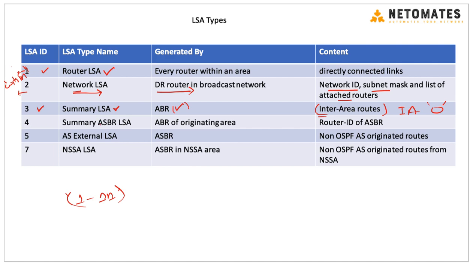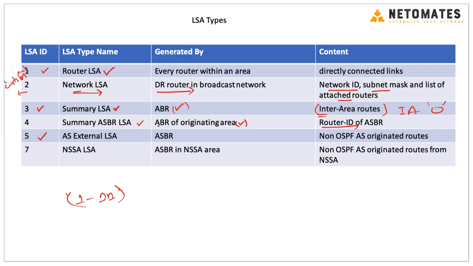Next, summary ASBR LSA, type 4. This is about advertising the router ID of the ASBR. It will be generated by the ABR, telling all other areas what the ASBR is in that particular OSPF topology. It is just telling all other routers, using this type 4 LSA, what the router ID of the ASBR is in that particular OSPF topology.